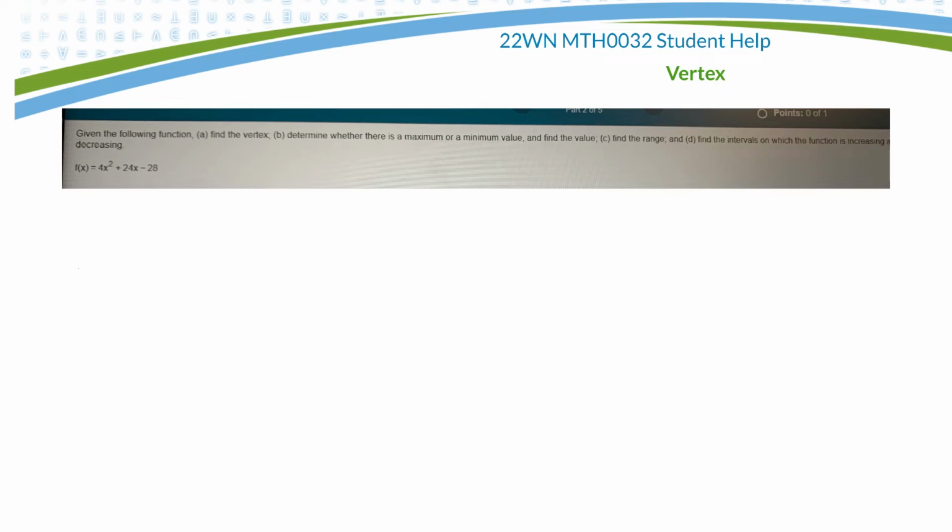All right, here's a question where you're asked to find the vertex, min, max, range, intervals, etc. So they give me a function. Now, there are two ways to do this: complete the square or the vertex formula.